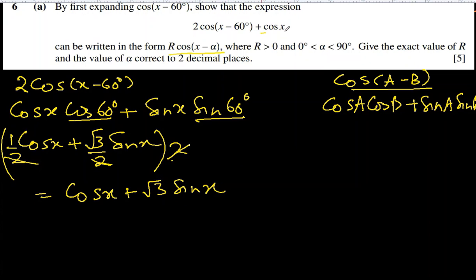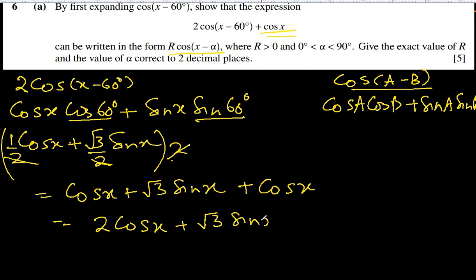Right? And then after that there was a cos x. So we can put a cos x here. That becomes 2 cos x plus square root 3 sin x. And this is what we have to convert into the format r cos(x minus alpha).